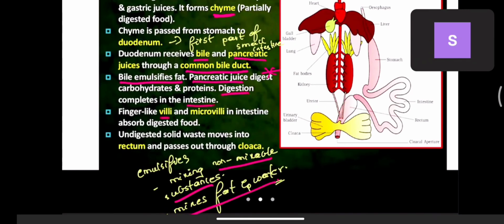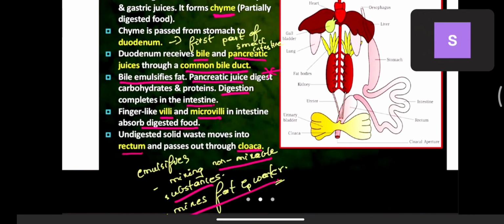So finger-like villi and microvilli in the intestine absorb the digested food. Inside the intestines, there are very small finger-like, hair-like projections. What will these fingers, these hairs do? They will absorb the digested food. So undigested solid waste moves into the rectum and then passes into the cloaca. The cloaca is the final opening in the case of frogs. Are you able to understand?